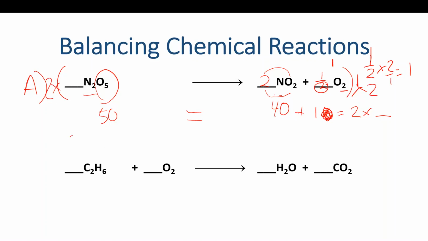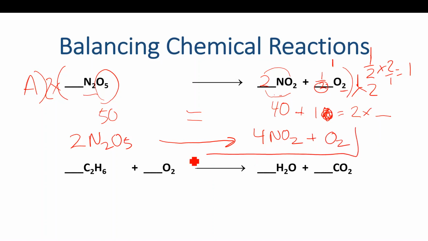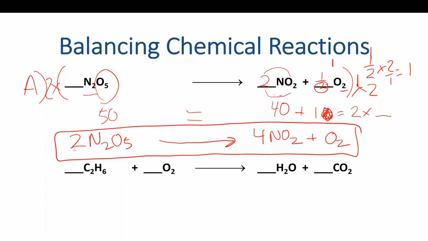So my final answer would be 2N2O5 yields 4NO2 plus O2. And that would be my final answer. And of course you want to check your work, right? So I have on this side 2 times 2, 4 nitrogen. And then I have a total of 2 times 5, 10 oxygen. Well, 4 times 2 is 8 oxygen plus the 2 from the O2. That gives me 10, and it's a wrap.